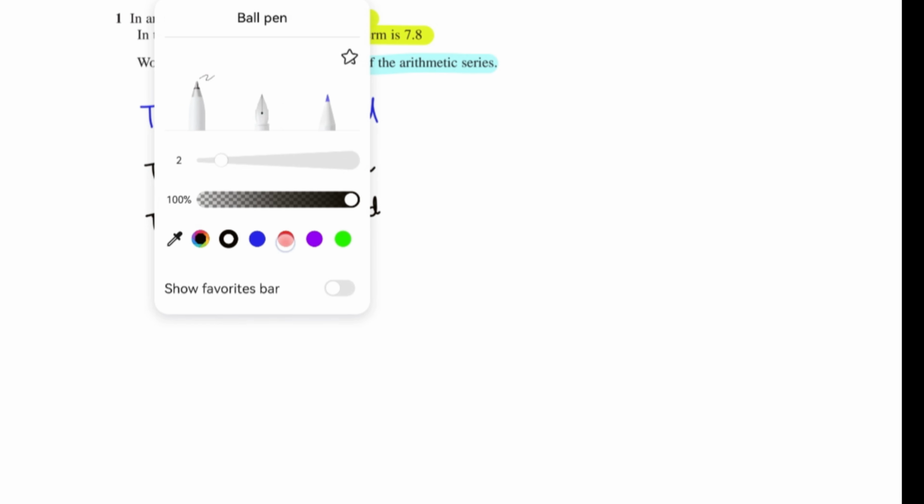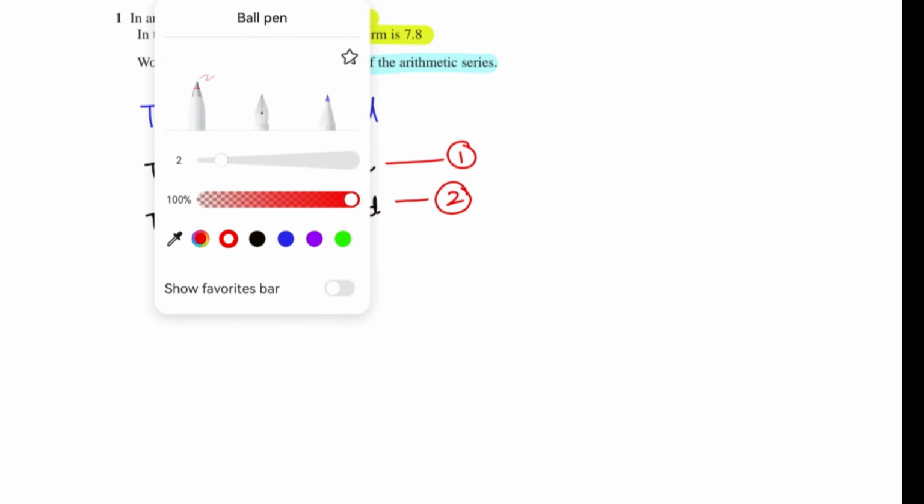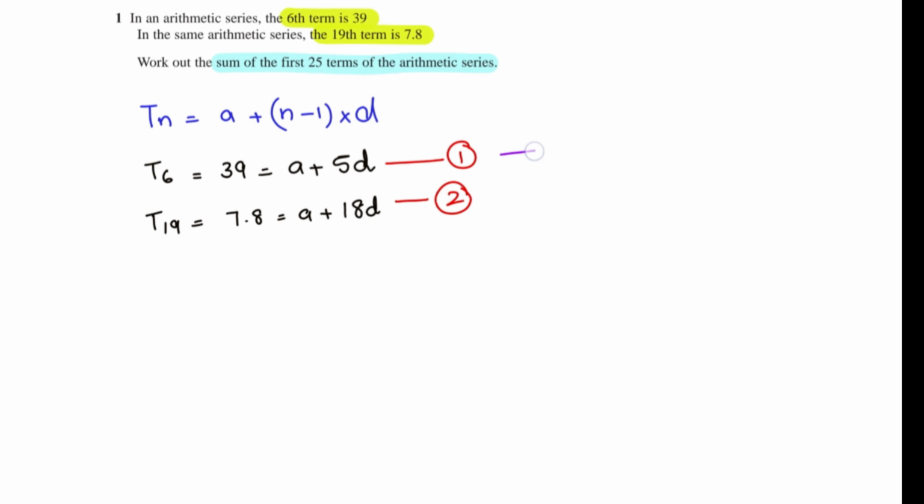Right, so here we got the two equations, equation 1 and equation 2. Now we have to substitute equation 1 into 2. So what I'm going to do is take the value for a from the first equation. So the value for a I get is 39 minus 5d, which I'm going to substitute in the second equation. So 7.8 is equal to, substituting the value for a, 39 minus 5d plus 18d.